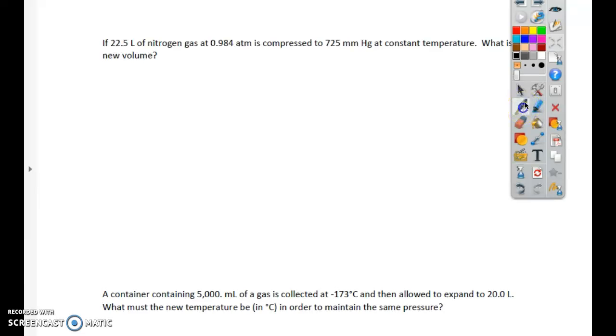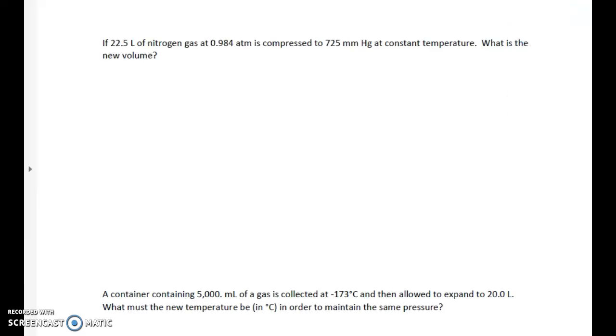I have a couple of gas law problems to go over with you. There's not too many equations in this chapter, and one of them that will actually help us do several different types of problems is P1 V1 over T1 equals P2 V2 over T2.